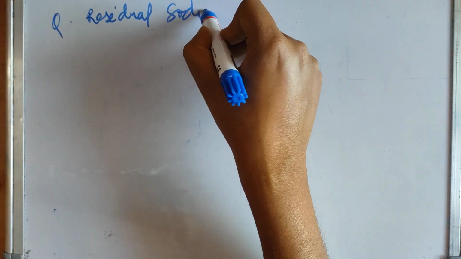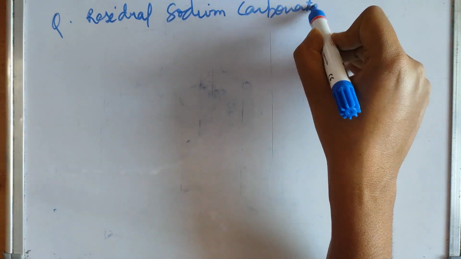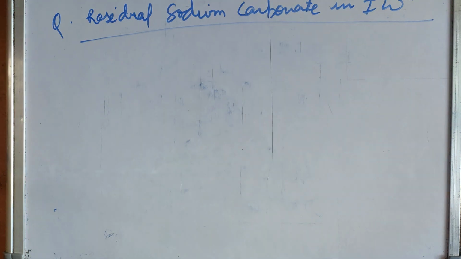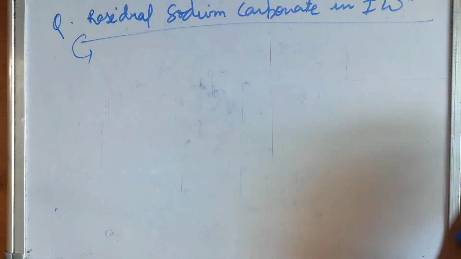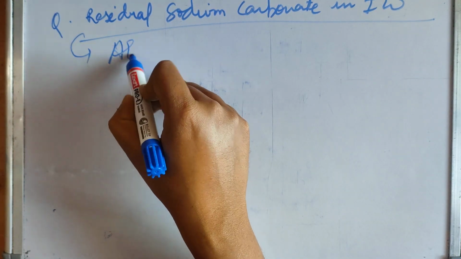Residual sodium carbonate in irrigation water. We need to do this, as in previous years short notes were asked on it. So how will we approach this question? Residual sodium carbonate is used to indicate which hazard? Alkalinity or sodicity hazard.